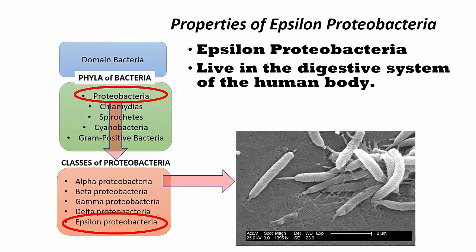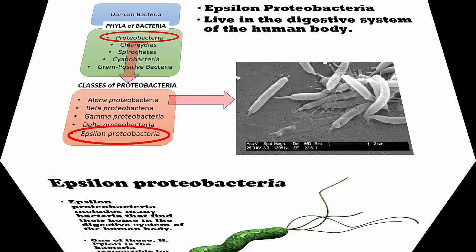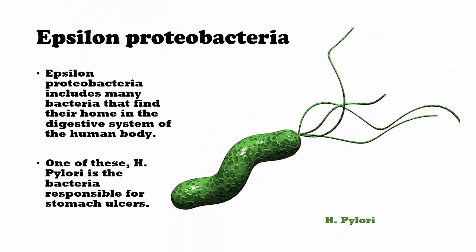And last, we have epsilon proteobacteria. The epsilon proteobacteria live in the digestive system of the human body. Epsilon proteobacteria includes many bacteria that find their home in the digestive system of the human body. One of these is H. pylori. H. pylori is the bacteria that is responsible for stomach ulcers.